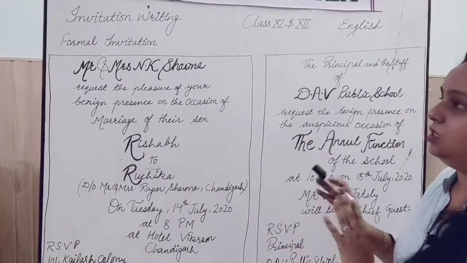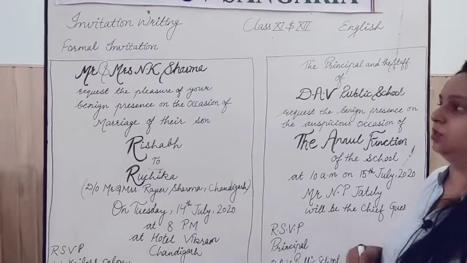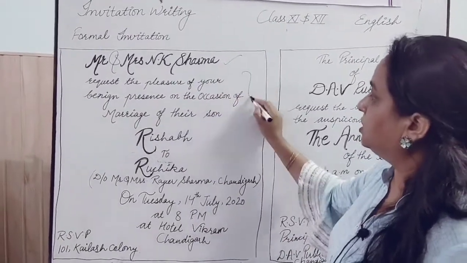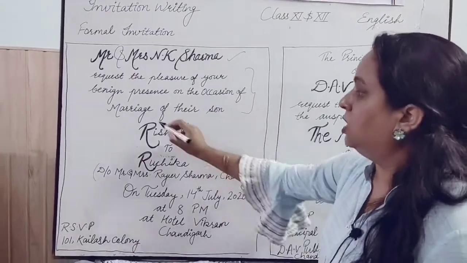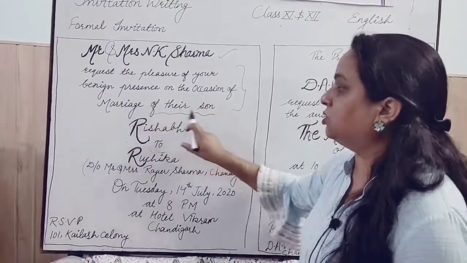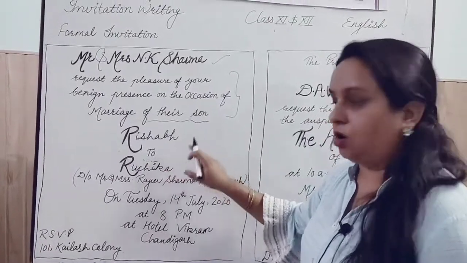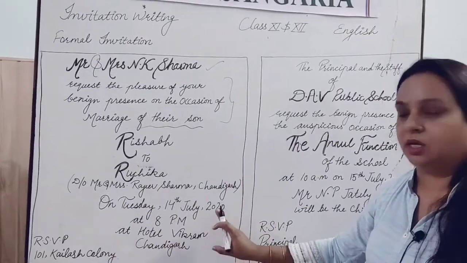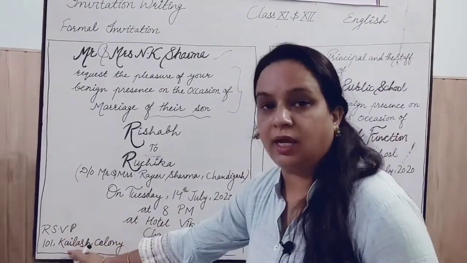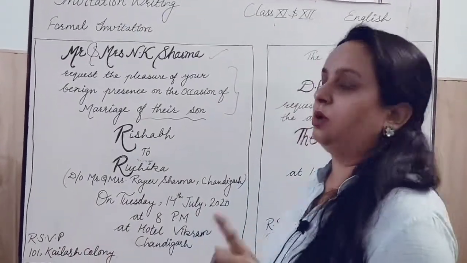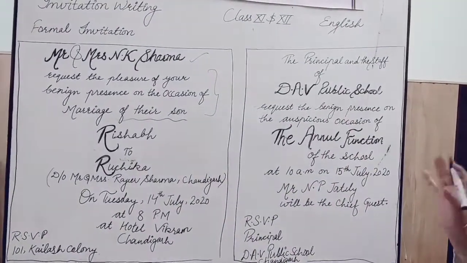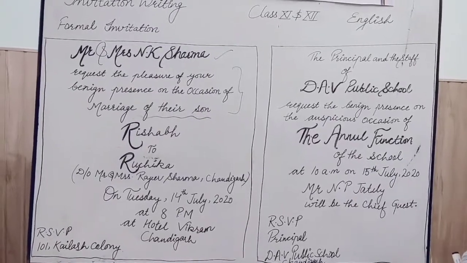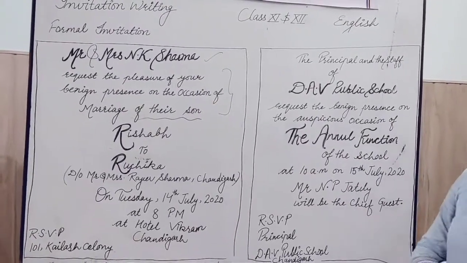Now see, in these invitations the things we have covered are the name of the host, and second, the standard expression. Now, what is the occasion? Marriage of their son. The name of the honoree I have also given here. Then date, time, place and address I have given, and in the end I have covered RSVP also. Here also I have done the same things. So you can just take a screenshot of this and note it down in your notebook.